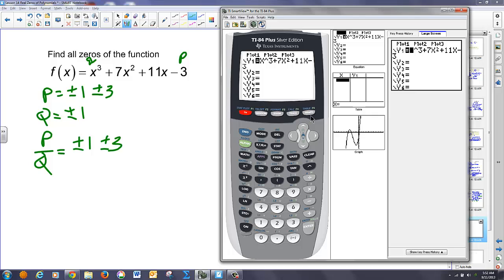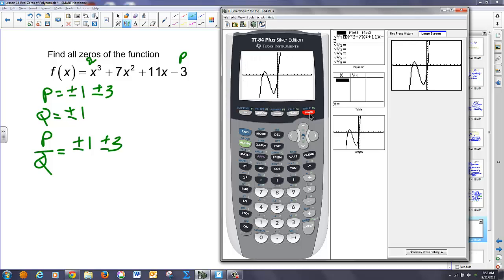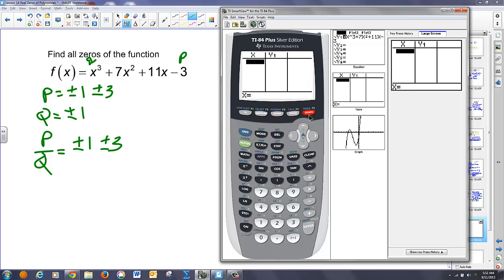So I take a look at the graph of this function, and if I have to pick between plus and minus 1 and plus and minus 3, I look at the picture and say, well, 1's pretty much out, negative 1's out, nothing over at 3, so I'm going to go with negative 3 as my possible root. So I'm going to go back to that table. I'm going to see if negative 3 works. Plug it in. Sure enough, it does.